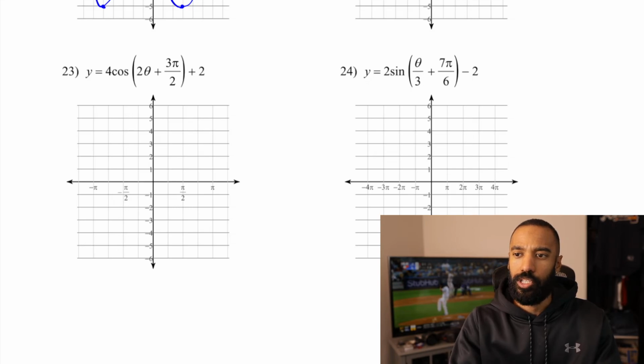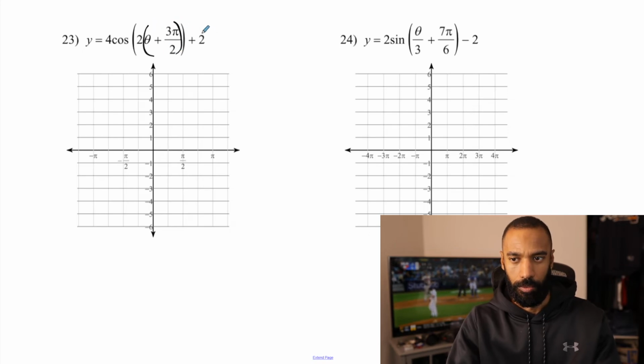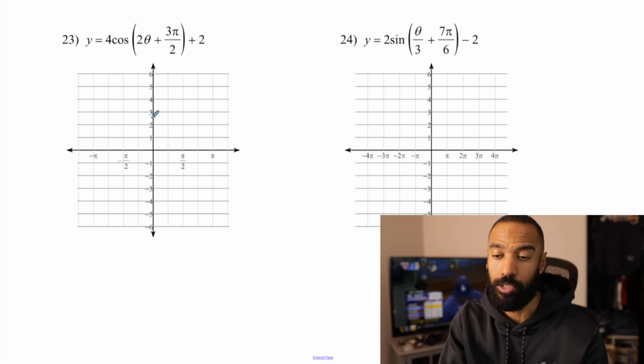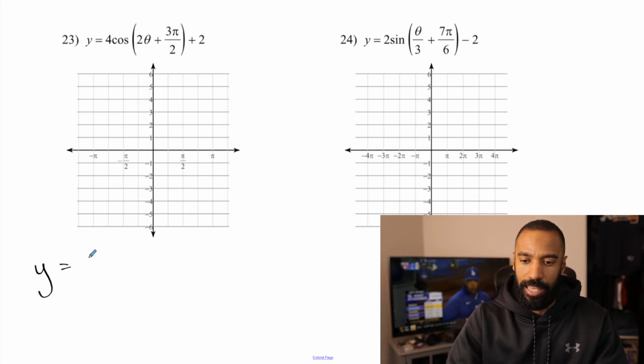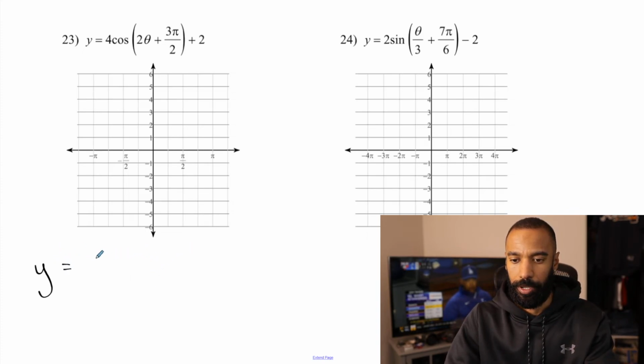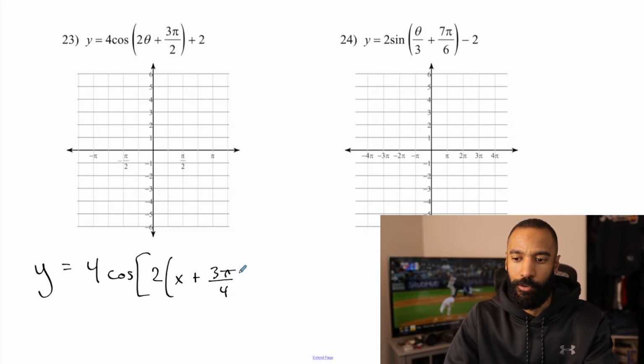So, to start off with, I'm going to factor a 2 out of this quantity here, right? 2 times what is that? Dividing a fraction by 2 is multiplying it by 1/2. Why do I say that? Because we have to turn that 3 pi over 2 into 3 pi over 4.